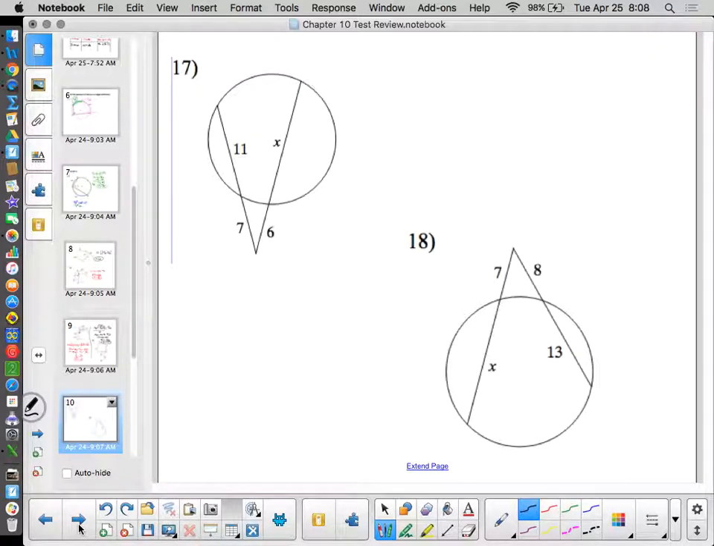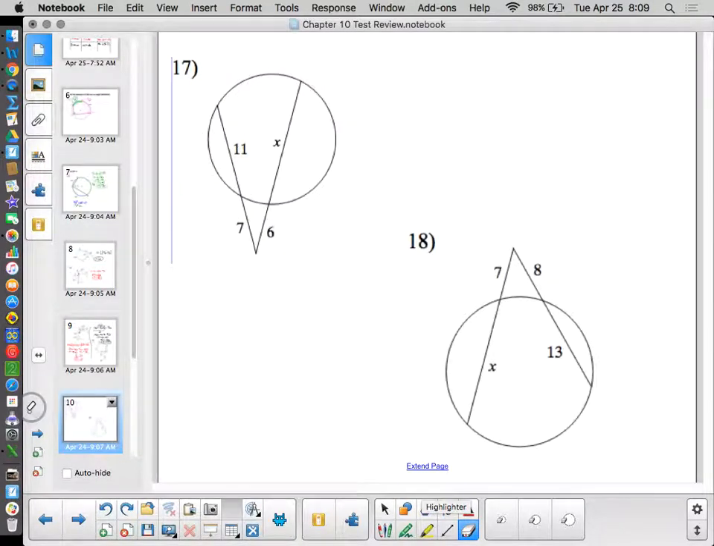Here, we multiply two segments equals the product of the other two segments, but sometimes you have to add pieces to get the numbers that we're going to multiply. I pretty much can guarantee that there are 3 or 4 people in here who, if I put this problem on a test, would do 7 times 11 equals 6 times x and try to solve it. We never, ever use just a chord like that.